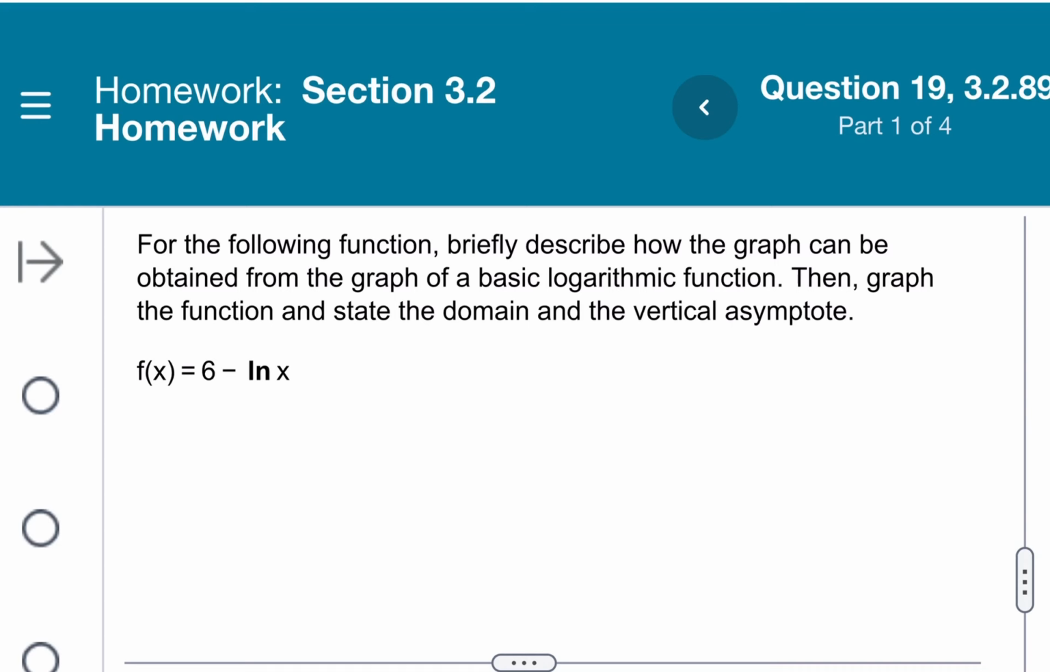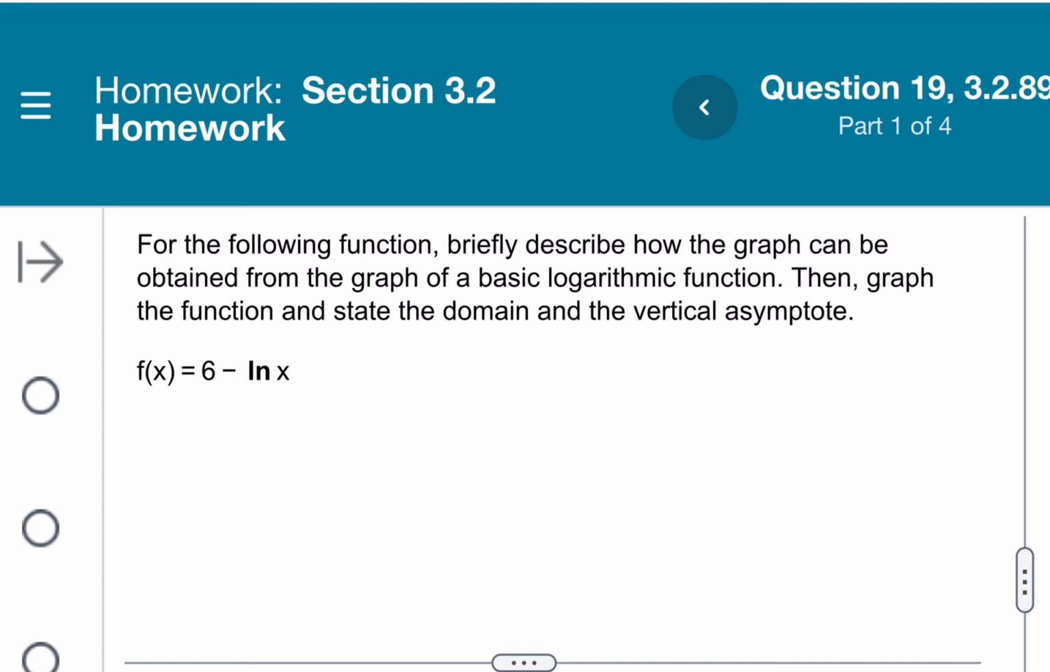So the general shape of a log, remember, it's the inverse of the exponential, which means if we take an exponential function and rotate about the diagonal y equals x, we get the graph of log. So the parent function here, or the base function, is going to be natural log.